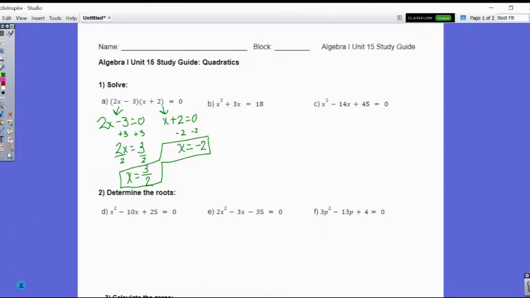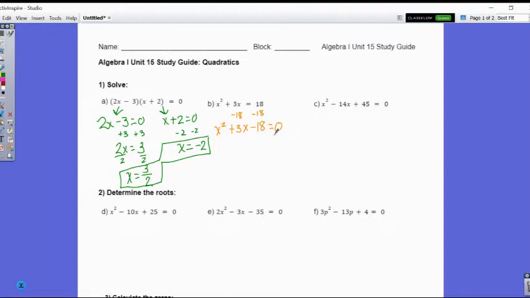Then in part B, I want to go ahead and solve that equation. I see it has an x squared, an x, and a constant term. That tells me that I need to get this into standard form and set it equal to 0. So that constant 18 needs to move to the other side. It's right now a positive 18, so we're going to subtract that 18, and what we do to one side, we have to do to the other side. This gives us x squared plus 3x minus 18 is equal to 0.